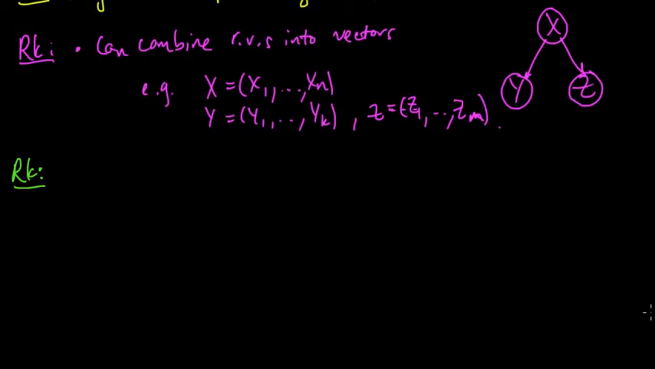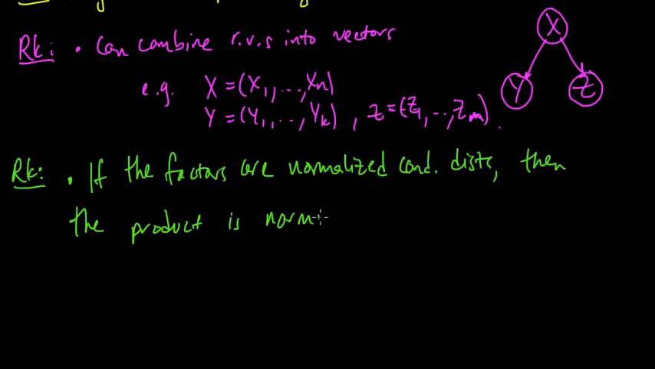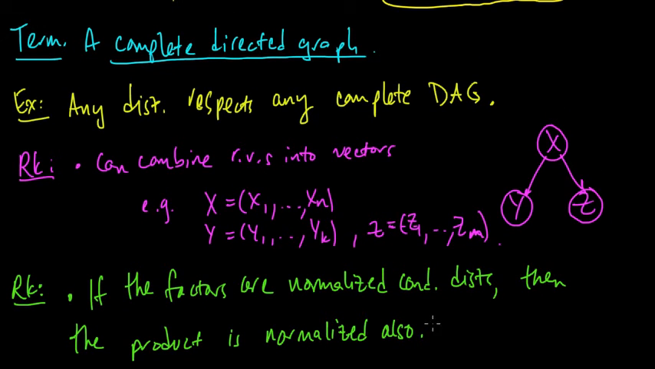So let me just write that. If the factors are normalized conditional distributions, then the product is normalized also. The product is going to be the joint distribution. And it's not too hard to prove that. That's actually a good little exercise to do also. I would highly recommend that.